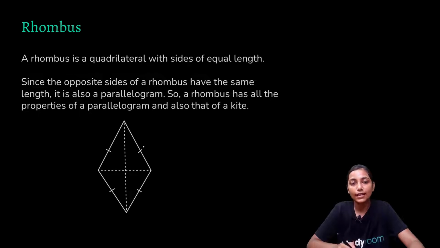And since it has opposite sides equal, it is going to be a parallelogram, right? A rhombus is a parallelogram because if all the sides are equal, the opposite sides are bound to be equal. That is why a rhombus is also a parallelogram. So we can say that a rhombus has the properties of a parallelogram. All the properties that we have studied will be the same for a rhombus, and that of a kite also, right?